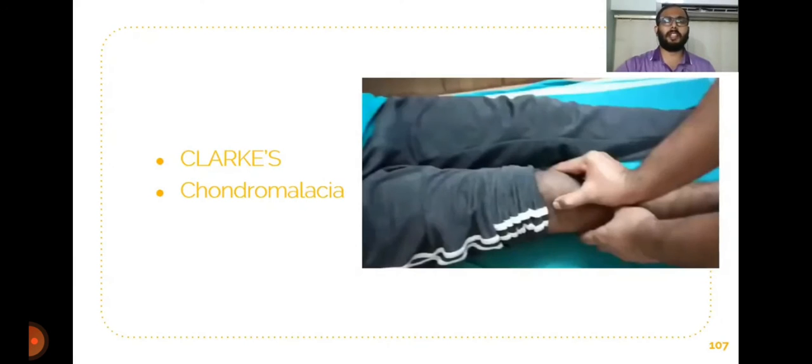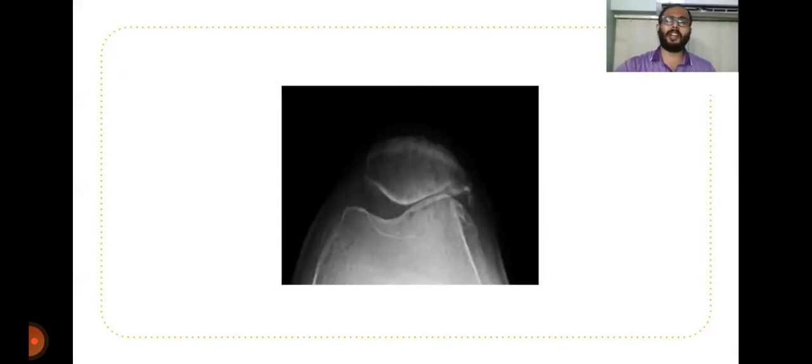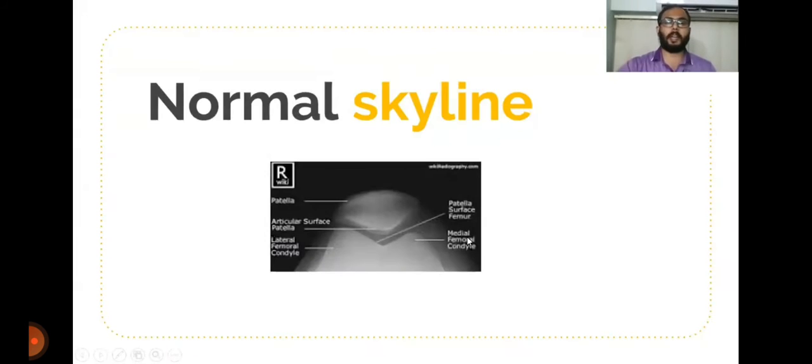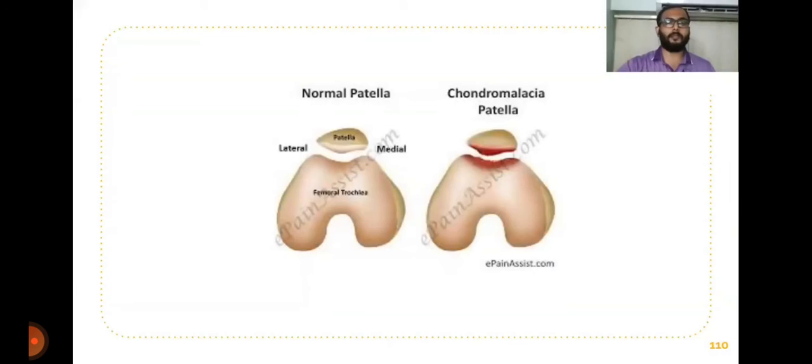This is another clinical examination test. You shall only do one clinical examination test. This is the Skyline View. Here we can see the chondromalacia patella. This is the normal Skyline View.